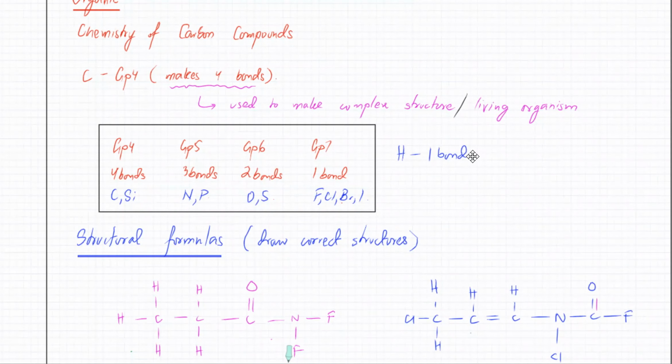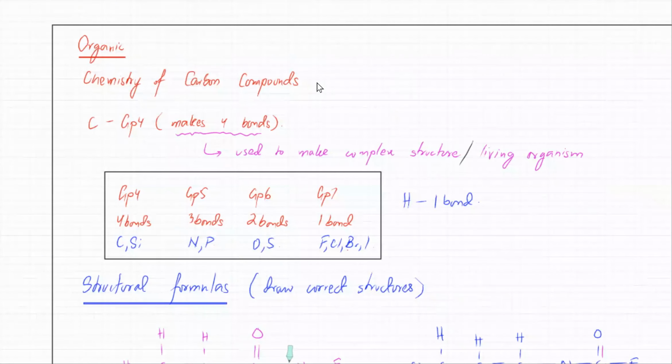So what's organic chemistry? It's the chemistry of carbon compounds, okay? Why are carbon compounds important? Because carbon makes a lot of bonds, 4 bonds. It's in group 4, it makes 4 bonds. It's very useful in making really complex structures. And the most complex structures are living organisms. So most living organisms, humans, animals, plants, bacteria, viruses, they're all made from carbon. So when you talk about organic chemistry, you're basically talking about the chemistry of carbon compounds.